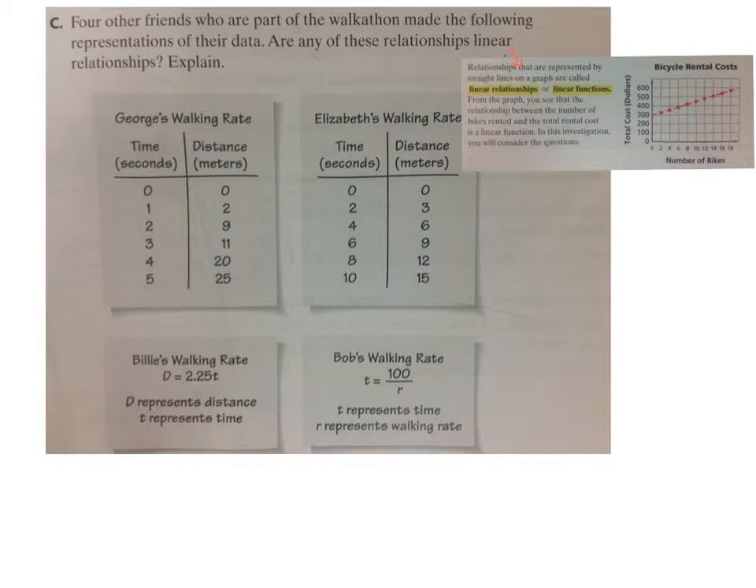First of all, you need to understand that relationships are represented by straight lines on a graph called a linear relationship. So it's straight line, linear. And that relationship between the independent and dependent variable has to be linear, okay? So there are a couple things for you to keep in mind when looking at a linear function. An example, that bicycle rental cost, you can see that as the number of bikes increase, the total cost in dollars increases as well, going up in a certain ratio. So to do that, we're going to look at each individual one: George, Elizabeth, Billy, and Bob.